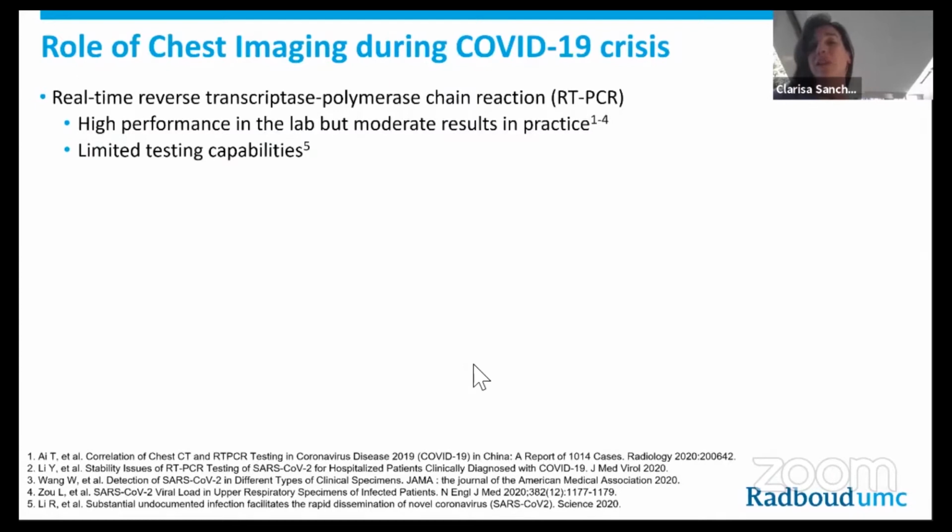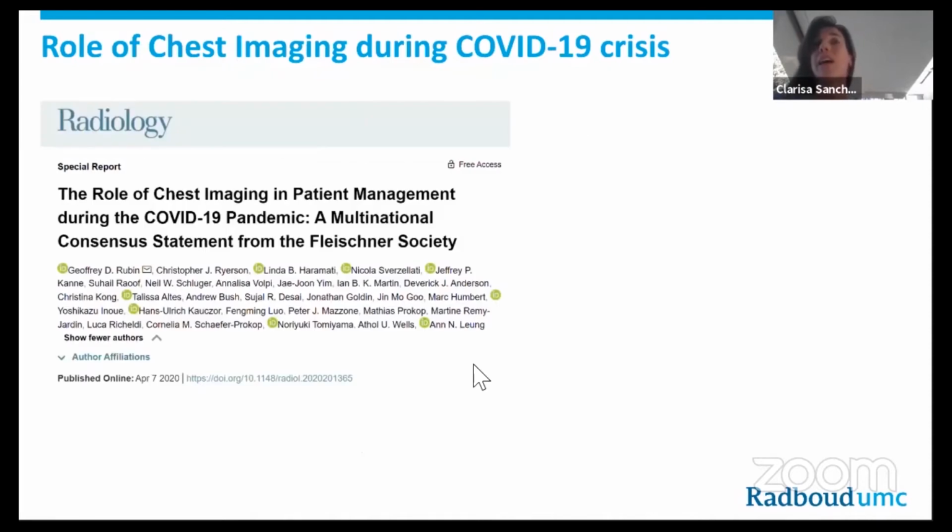There has been a lot of talk about the role of chest imaging during this crisis, especially because, as we know, the PCR tests have high performance in the labs, but moderate results in practice due to several reasons. We are also dealing with limited testing capabilities, for example here in the Netherlands. So it is normal to look at other ways to diagnose suspected COVID patients, and one of them is chest imaging. But of course, it's difficult to know how these images should be used and where.